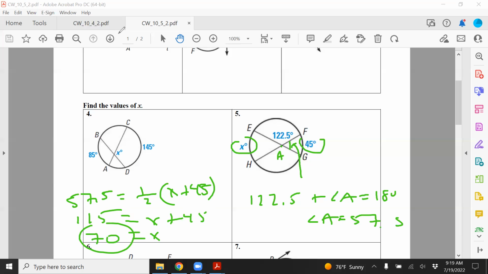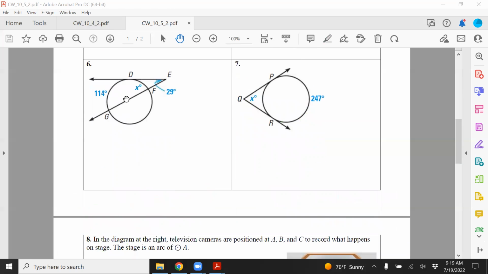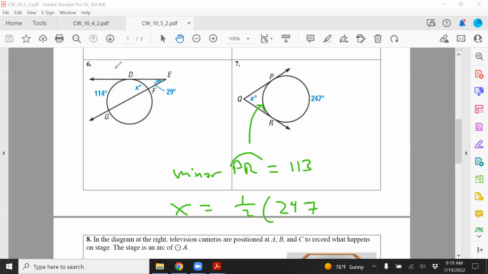Okay, so we're going to 5. All right, 7. These, like 6 and 7, they're a little strange. So arc PR, I'll call it minor arc, is going to be 113 because everything has to have the 360, right? And X is going to be half of the difference of those two. When you have two tangents, or two secants, or a secant and a tangent, like for number 6, you have to do half the difference of those arcs.